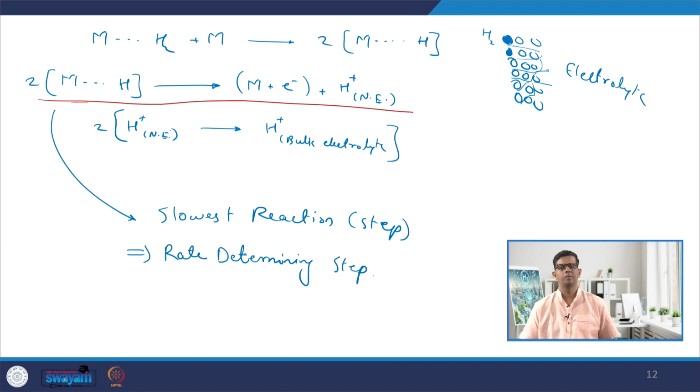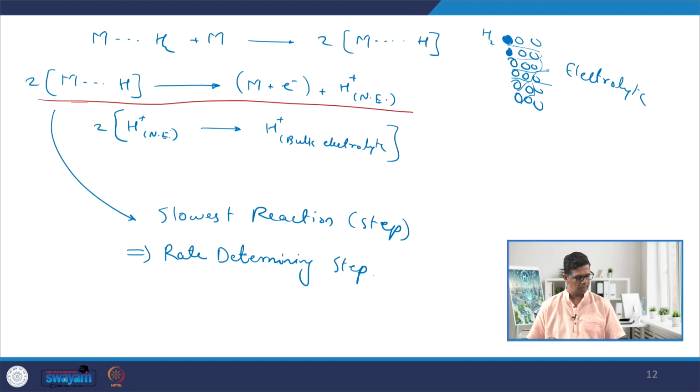So, out of all these 5-6 reactions that we have seen, the conversion of H2 to H⁺ involves so many steps, and out of that, this one, M·H giving M plus e⁻ plus H⁺ near electrode, is the slowest among all, and that is why this determines the rate of the reaction.